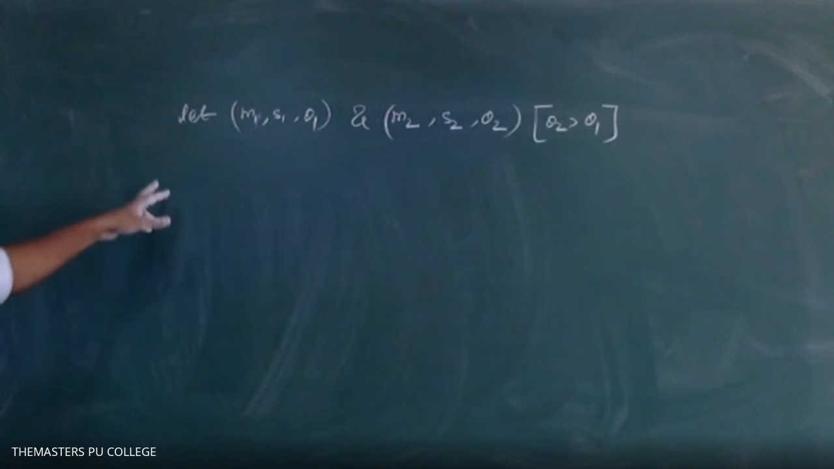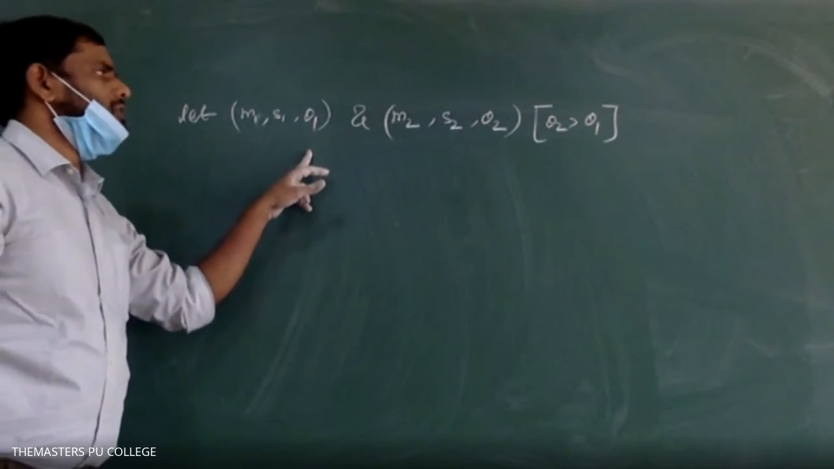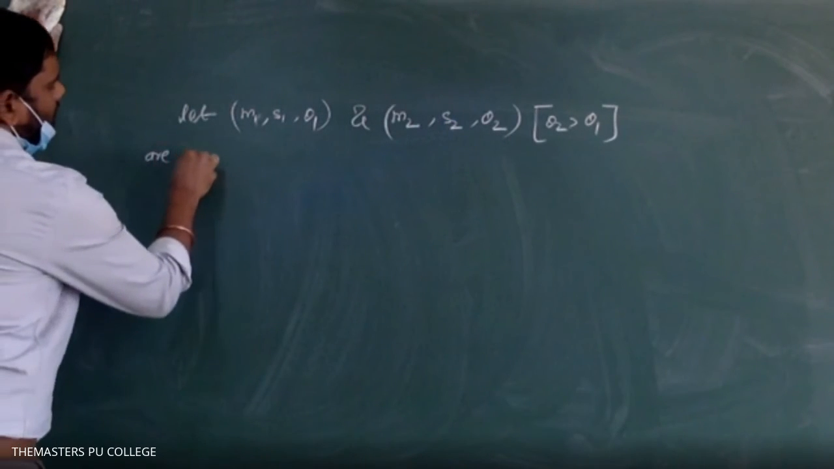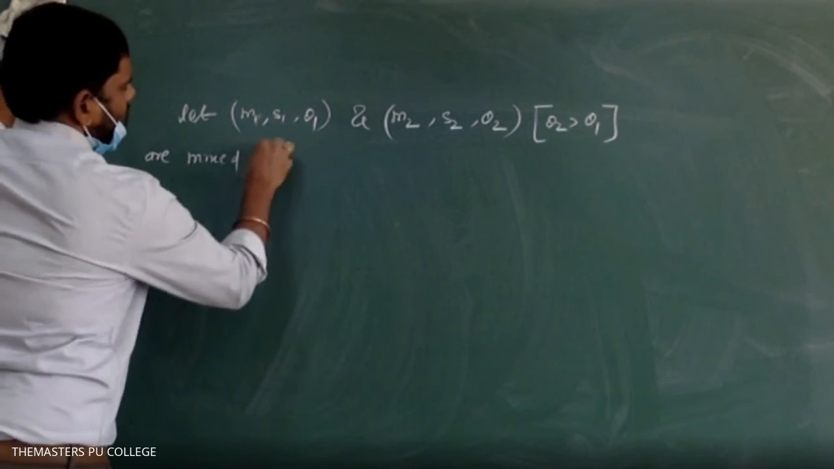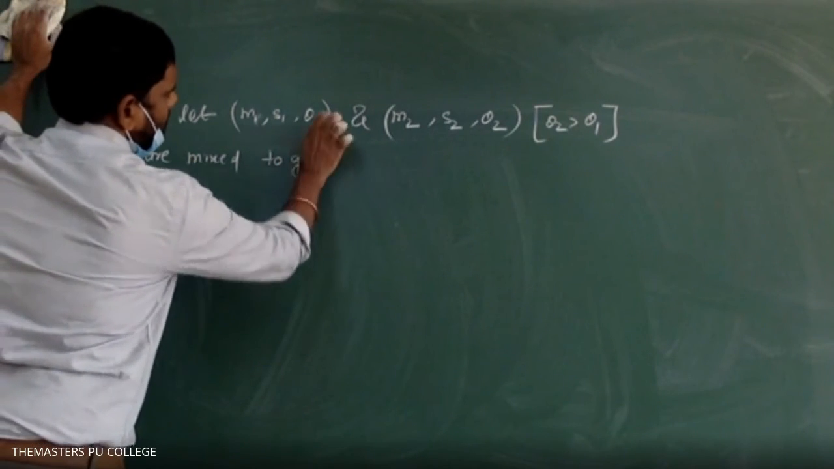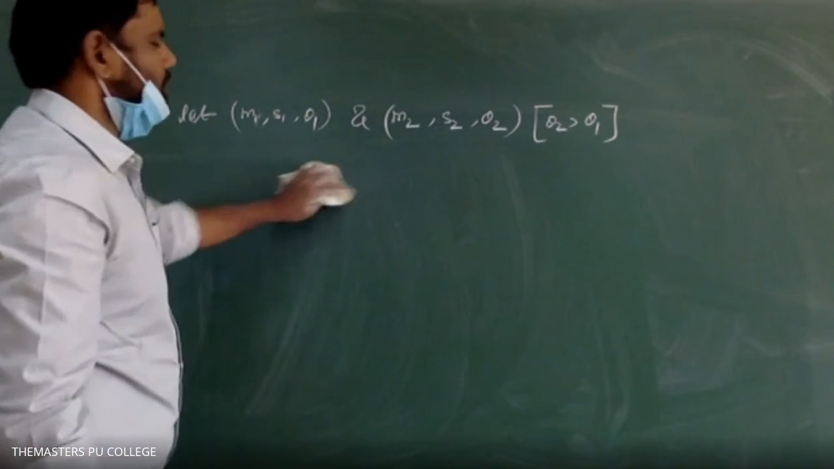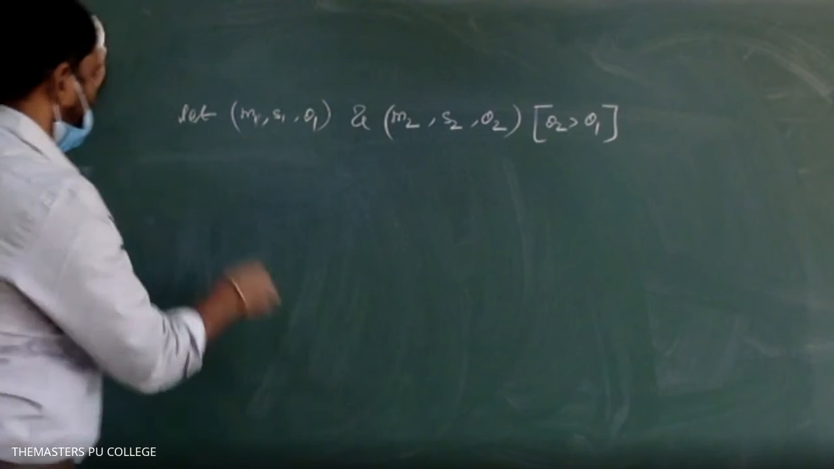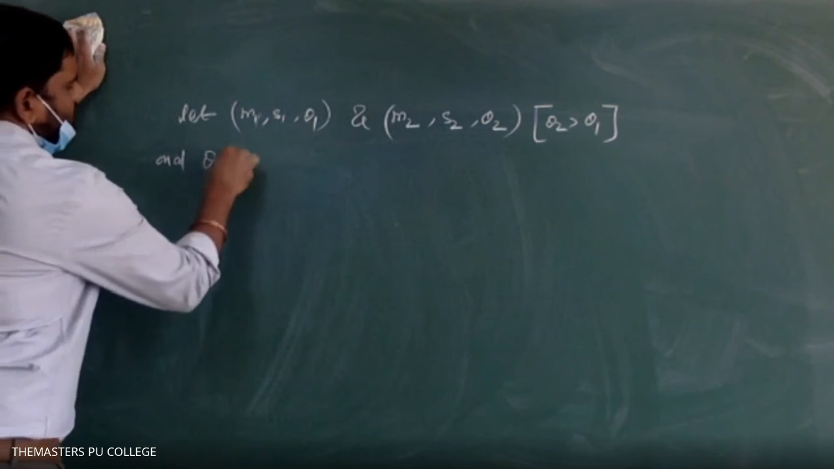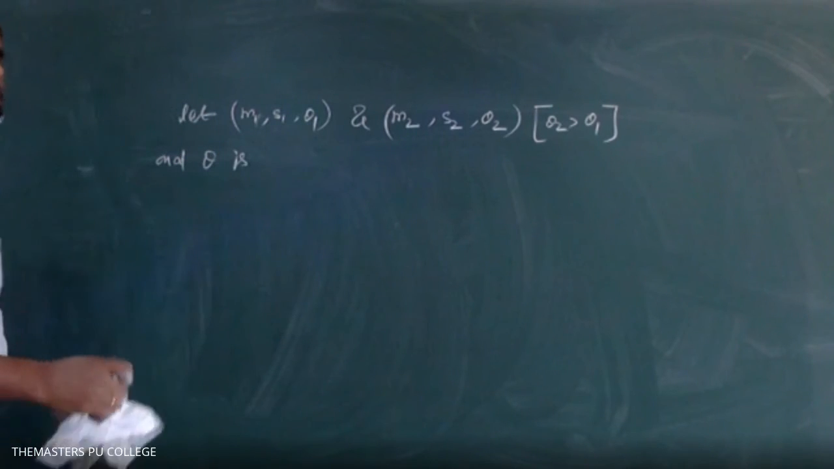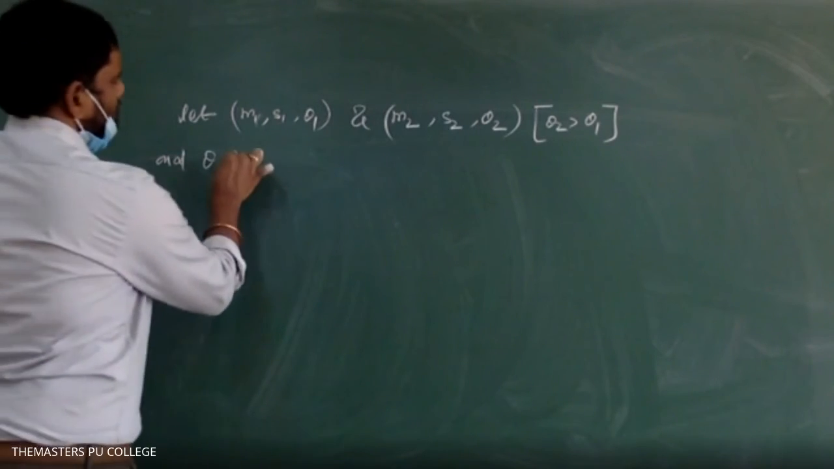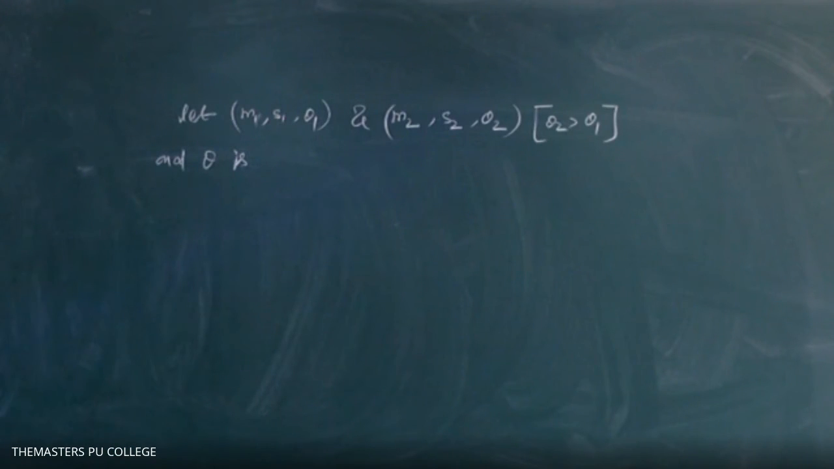Let two substances of M1, S1, theta 1 and M2, S2, theta 2 are mixed together, and theta is the resultant temperature.